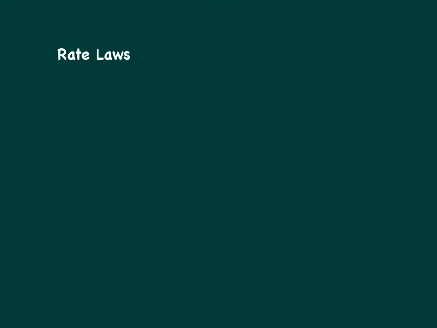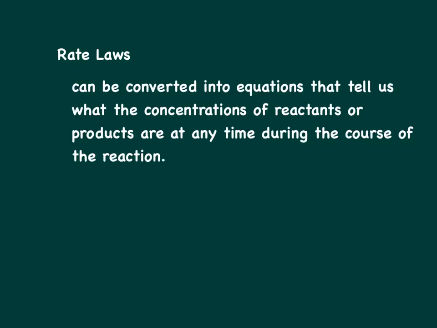We've learned that we can use rate laws to calculate the rate of a reaction from the rate constant and the reactant's concentrations. Using calculus, we can convert rate laws into equations that'll tell us what the concentration of the reactants or the products are at any given time during the course of the reaction. These are called integrated rate laws.